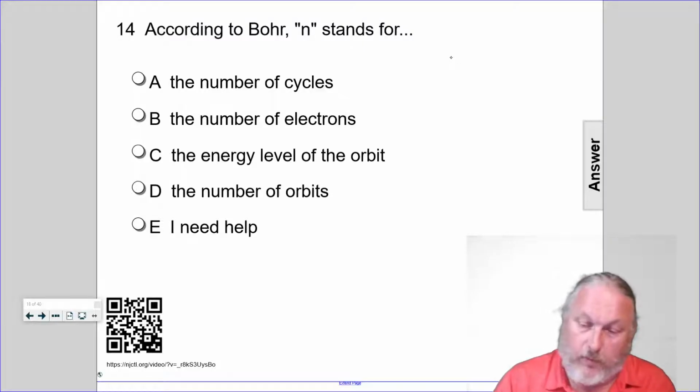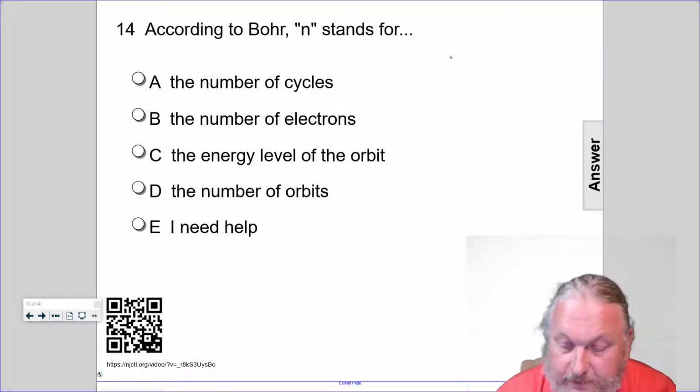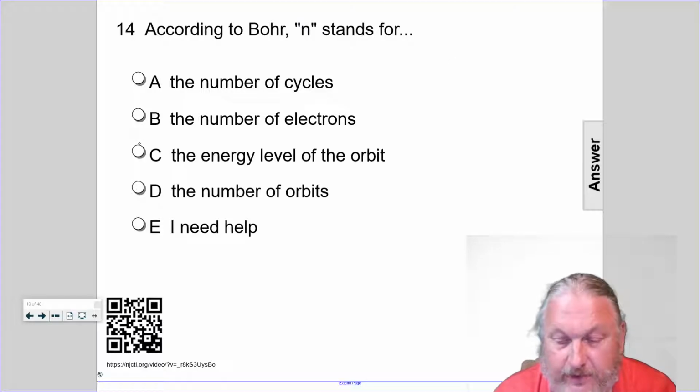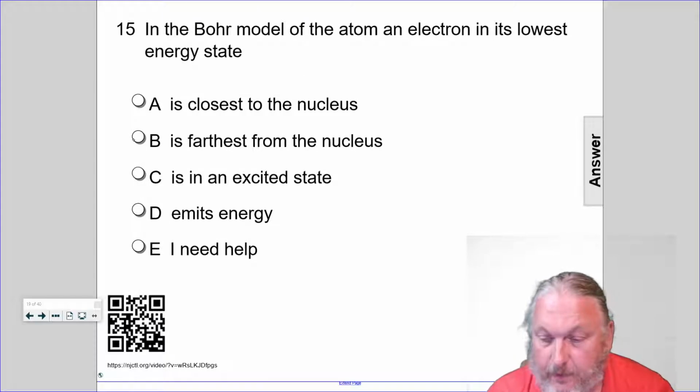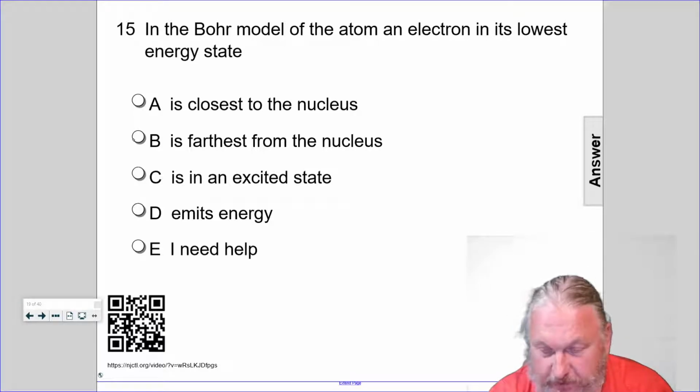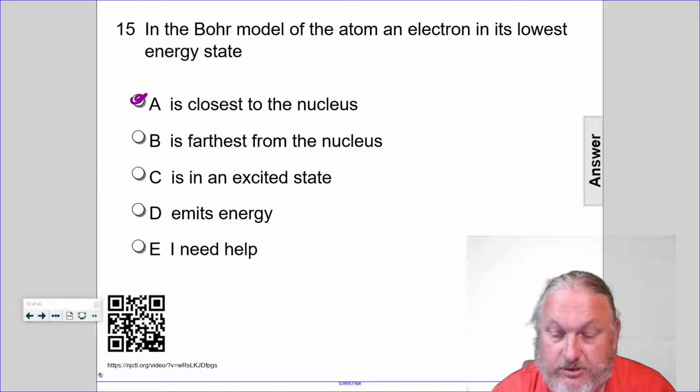So, according to Bohr, N stands for what? Pause. The energy level of the orbit. Now, in the Bohr model of the atom, an electron in its lowest energy state, okay, is what? Closest to the nucleus or furthest from the nucleus? Pause. Of course, it is closest to the nucleus.